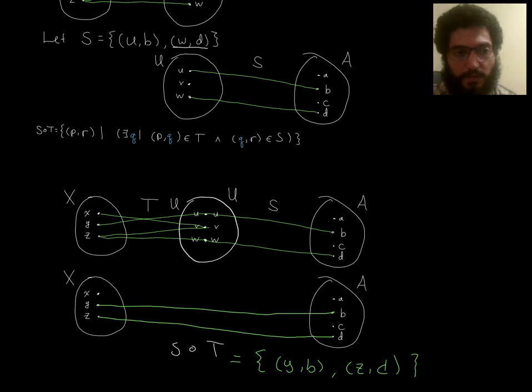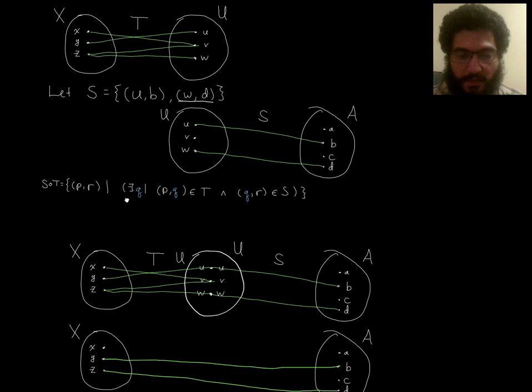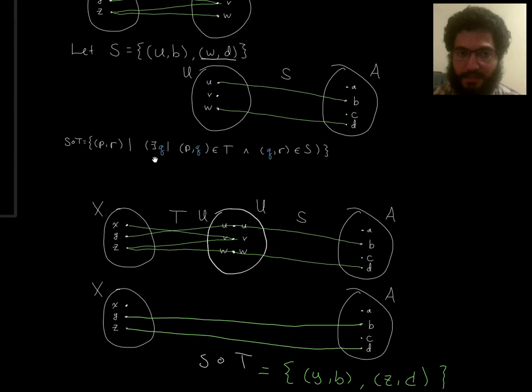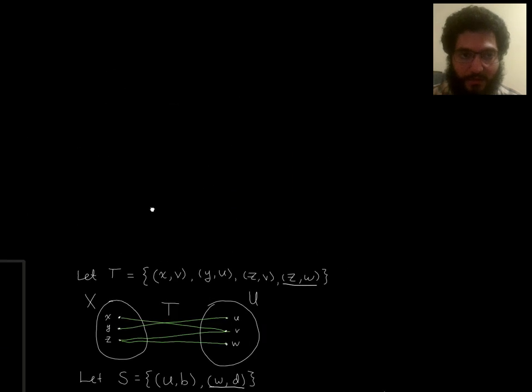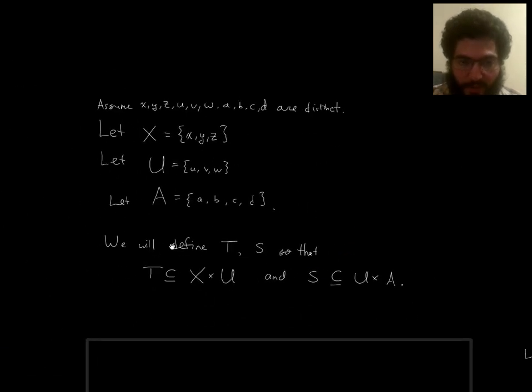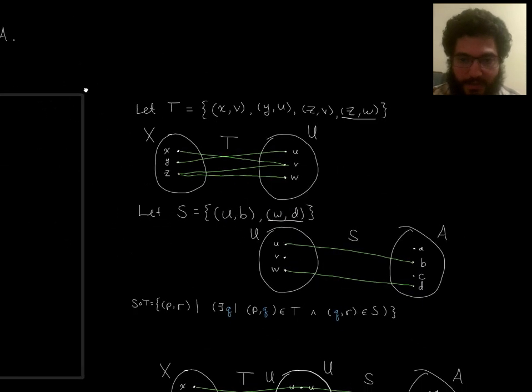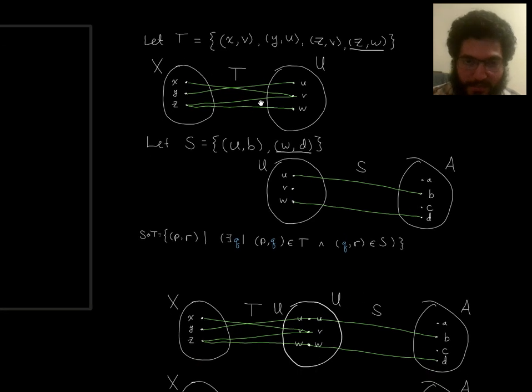But I just want to point out that these are basically facts that we took for granted or determined very quickly in order to draw these pictures. So here we were in a setting where T was a subset of X product U, and S was a subset of U product A, right? So here were our pictures. The domain of T was big X. Sorry, the range of S is not big A. The range of S is a subset of big A, right?